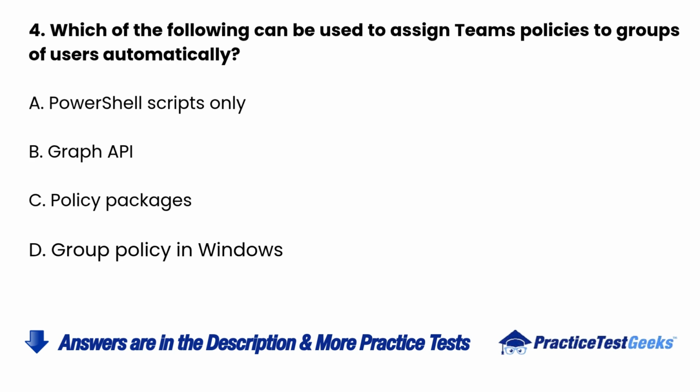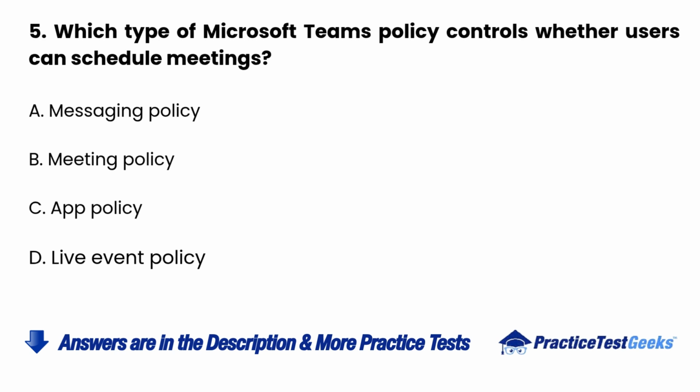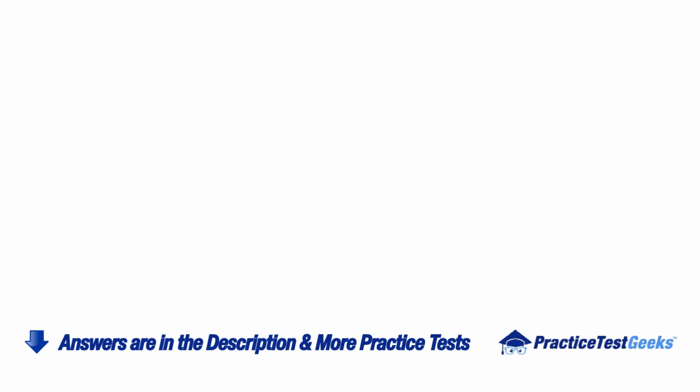A. PowerShell scripts only. B. Graph API. C. Policy packages. D. Group policy in Windows. 5. Which type of Microsoft Teams policy controls whether users can schedule meetings? A. Messaging policy. B. Meeting policy. C. App policy. D. Live event policy.